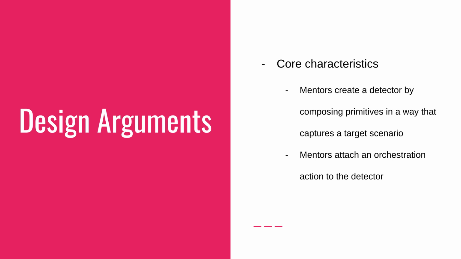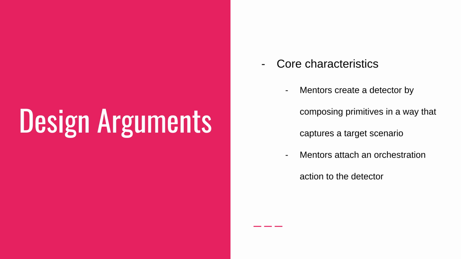So going on to the actual design arguments for orchestration scripts, our core characteristics are that a mentor creates a detector by composing primitives in a way that captures a target scenario. A primitive is the basic machine-detectable unit. Essentially, it's hours logged and hours put into the sprint log, or whether or not a certain canvas section is filled out. It's the basic unit that a machine can detect.